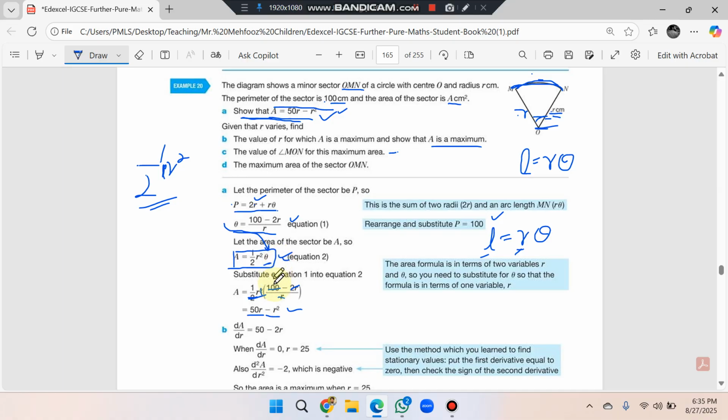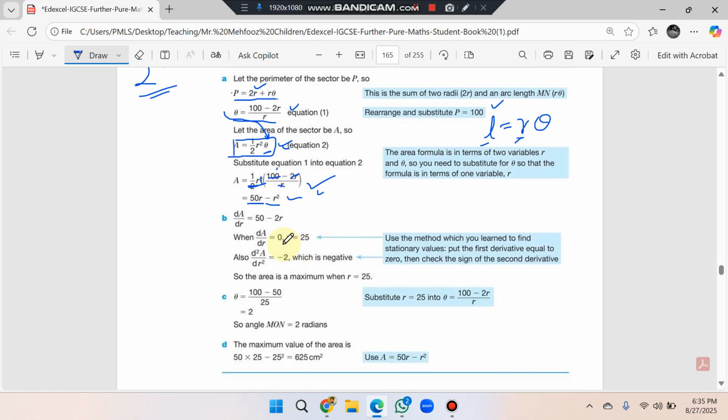Okay, so after that we have done this part A. Now we have to find part B. For finding part B, for the maximum value of A, we have to find the derivative. So it will become 50 minus 2r. After that we put the derivative equal to 0. When we put the derivative equal to 0, this 50 goes on the other side and it becomes minus 50 is equal to minus 2r. So r is equal to minus 50 over minus 2, so it will become 25. Understand or not?